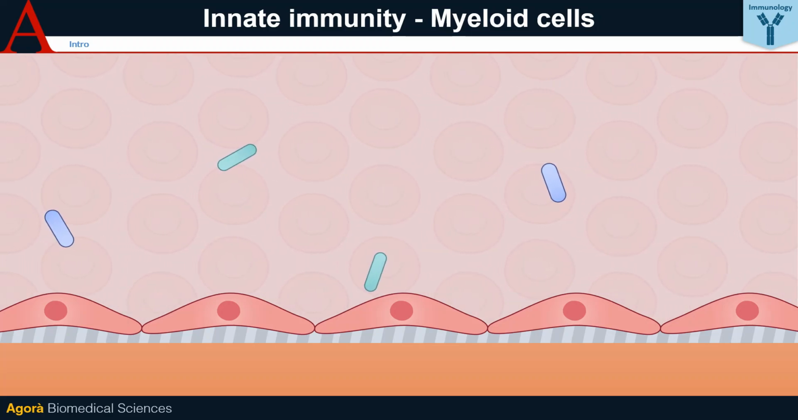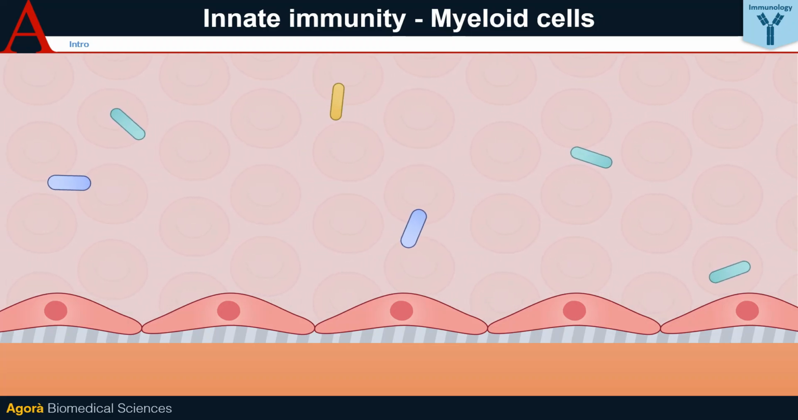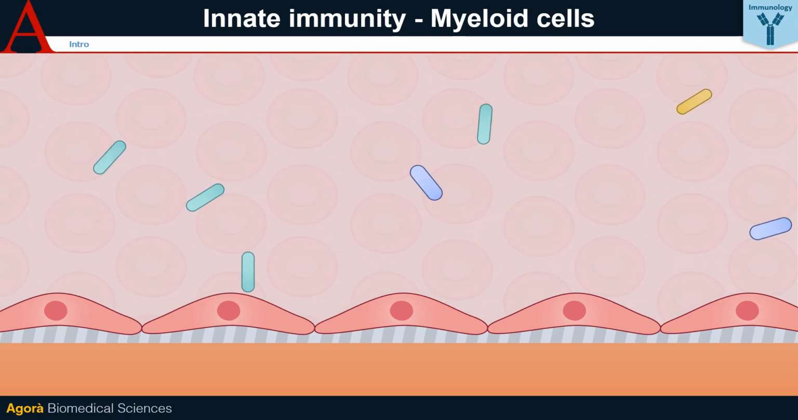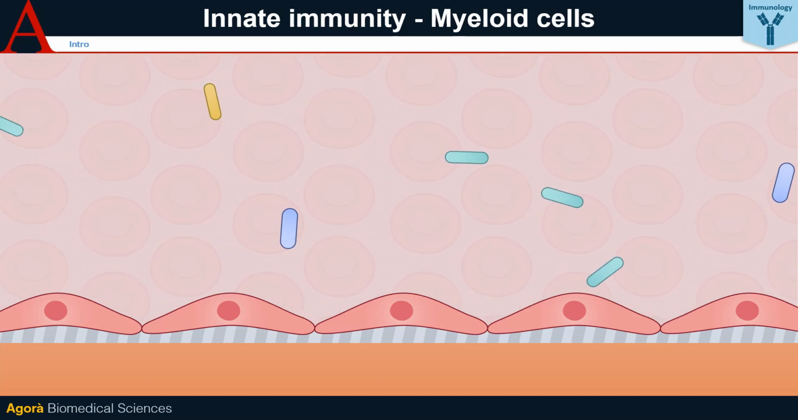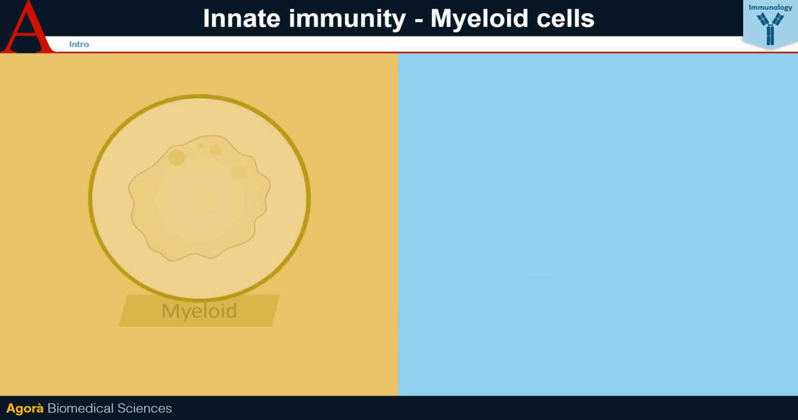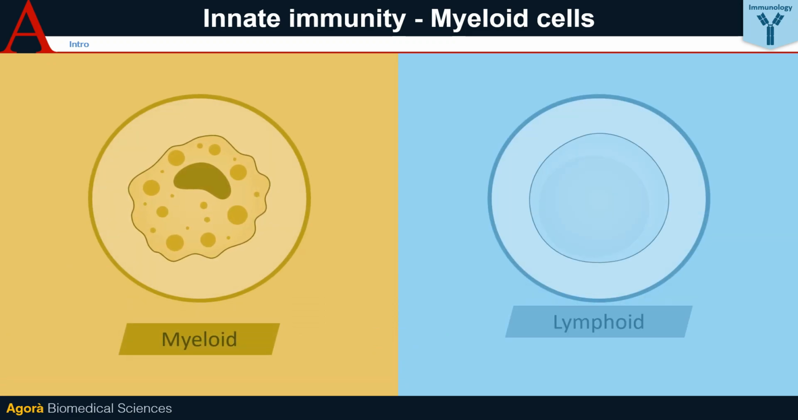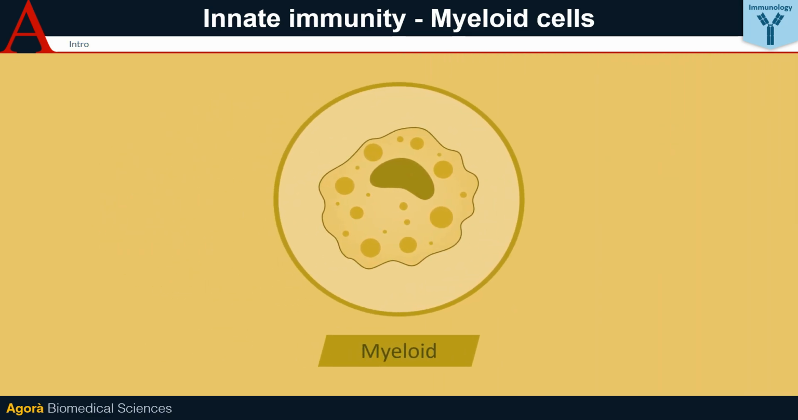Besides the first lines of defense and various protein systems that are activated in cascades in the blood and body fluids, several other cells play a crucial role in innate immunity. Generally speaking, cells of innate immunity can be classified according to their bone marrow origin into myeloid or lymphoid. Most of the myeloid cells, which will soon be described in detail, act as phagocytes.